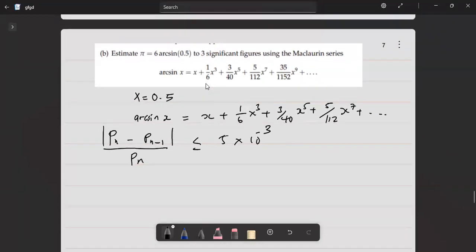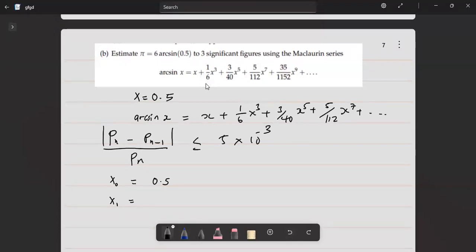I'll be doing this in segments. To get the first part, we substitute x equals 0.5. That will be our initial value. So I need to get x0, and x0 will be equal to 0.5, by just substituting the value of x. And then our x1 will contain 0.5 plus the next term.